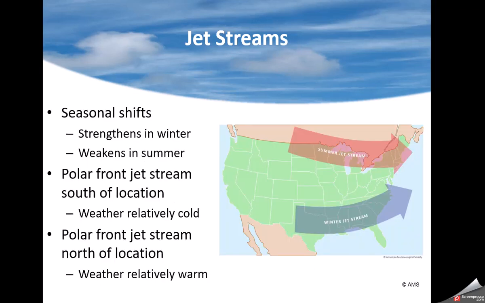And the jet streams move depending on what time of year. In the summertime, they tend to be further north. They're up closer to the North Pole. In the wintertime, they're further south. So right now we're in fall, and we're kind of transitioning from the northern jet stream to a southern jet stream.